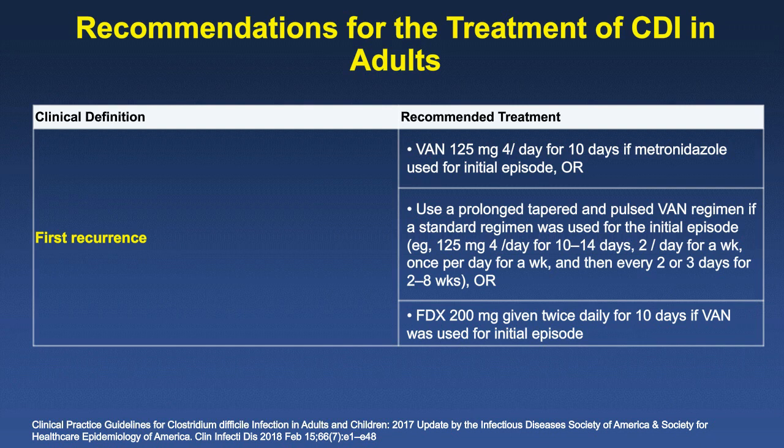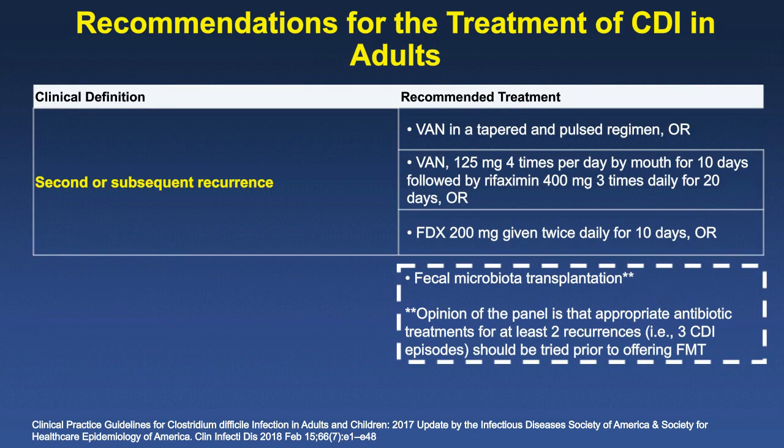Similar philosophy with second and subsequent recurrences. Again, what's done with vanco is you move right to the taper or the pulse regimen. You can use fidaxomicin in this case, or the second noted is vancomycin for 10 days plus a rifaximin follow-on, 400 milligrams 3 times a day for 20 days.